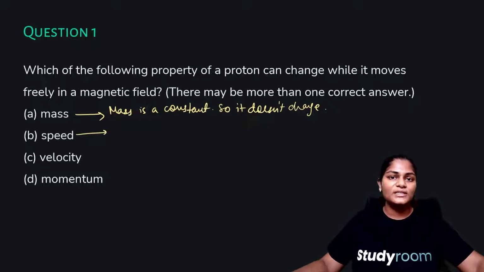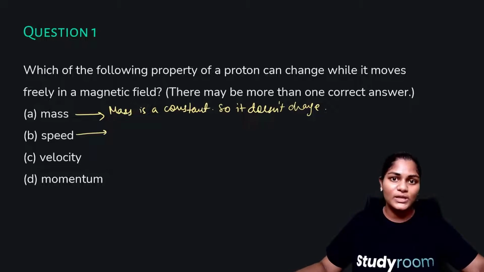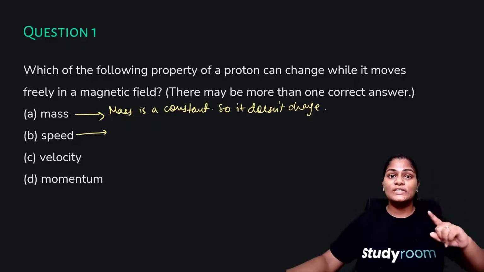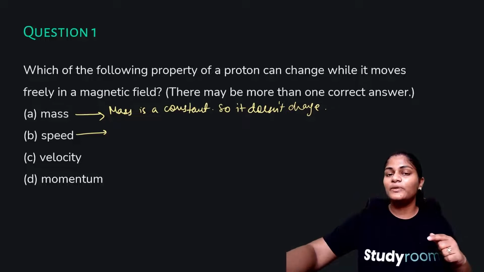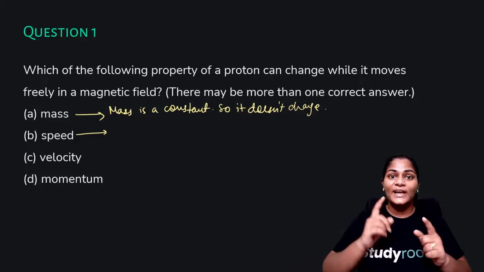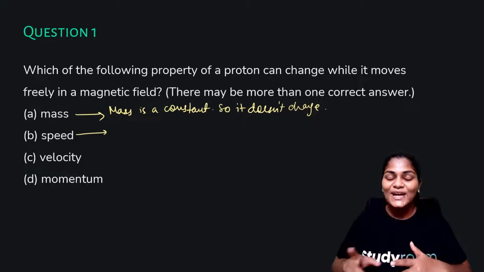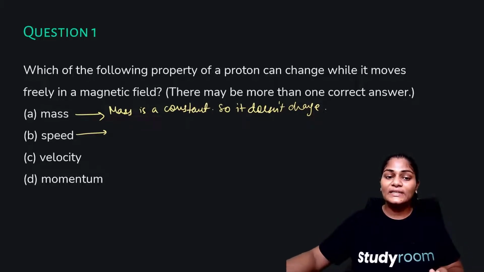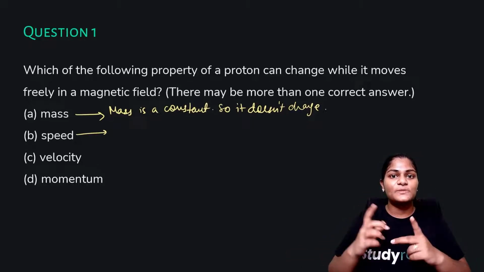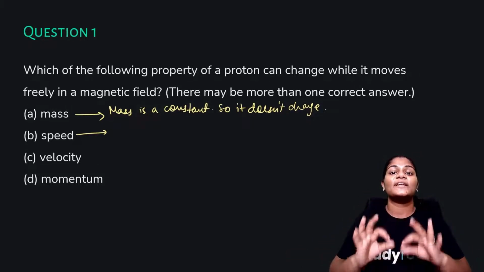Now, the speed of the proton also doesn't change in the magnetic field. Why? To understand this, we're going to go back to the concept of work. So you remember when we had studied work, we had studied what is work. It is force into displacement, right? So we had studied that when the force and the displacement are at 90 degrees, the work done is 0.